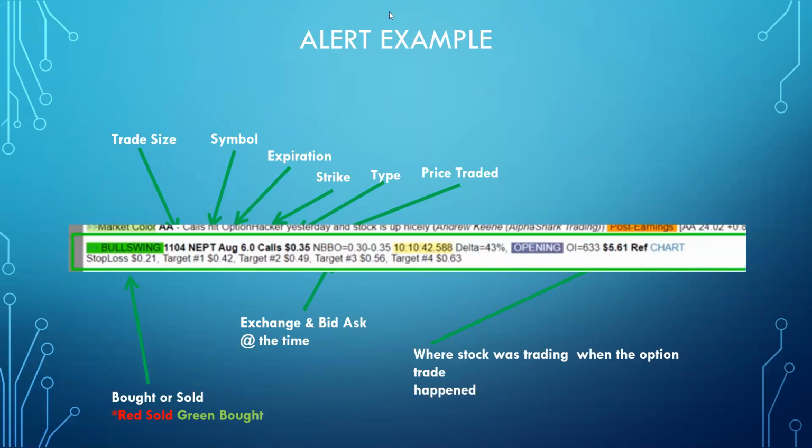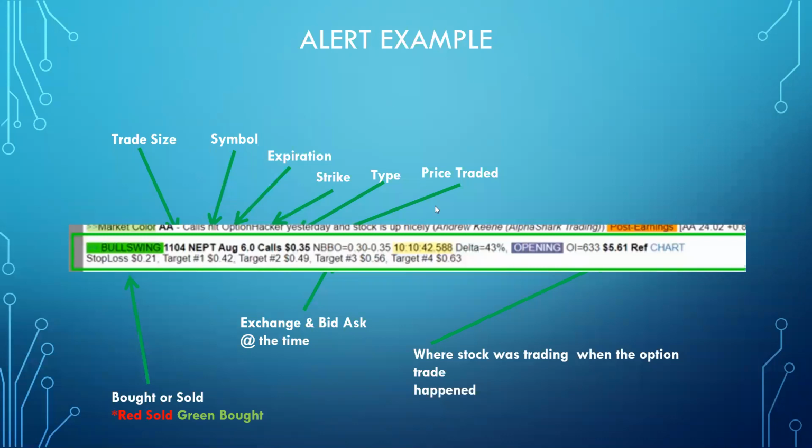Yeah, you can also see calls have a 43 delta, and we also provide the stock price for reference and a link to the chart so you can get a feel of where the stock has been moving prior to the option trade hitting the tape. You see open interest as well, 633. So, this is a pretty unusual order we see here in NEPT.